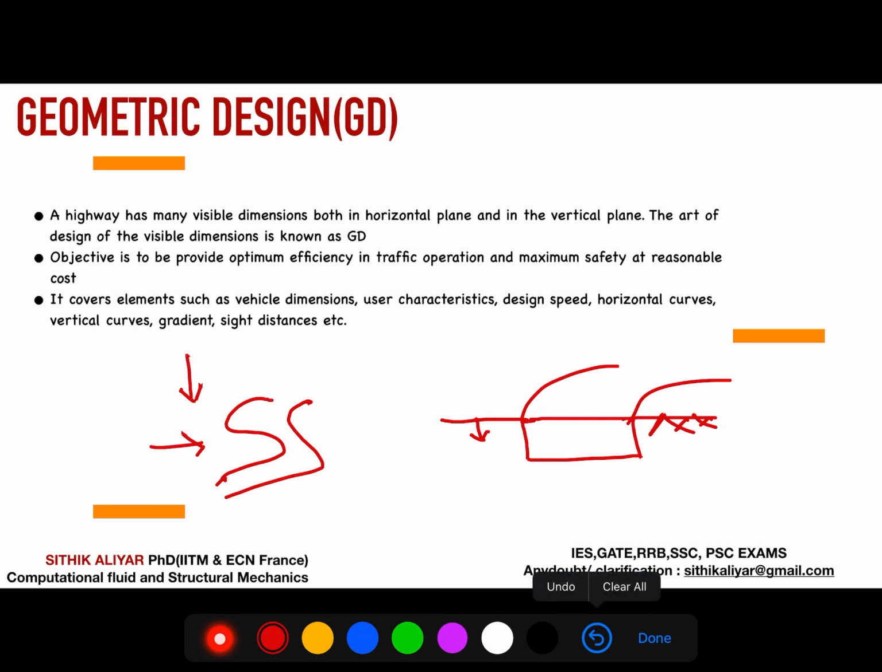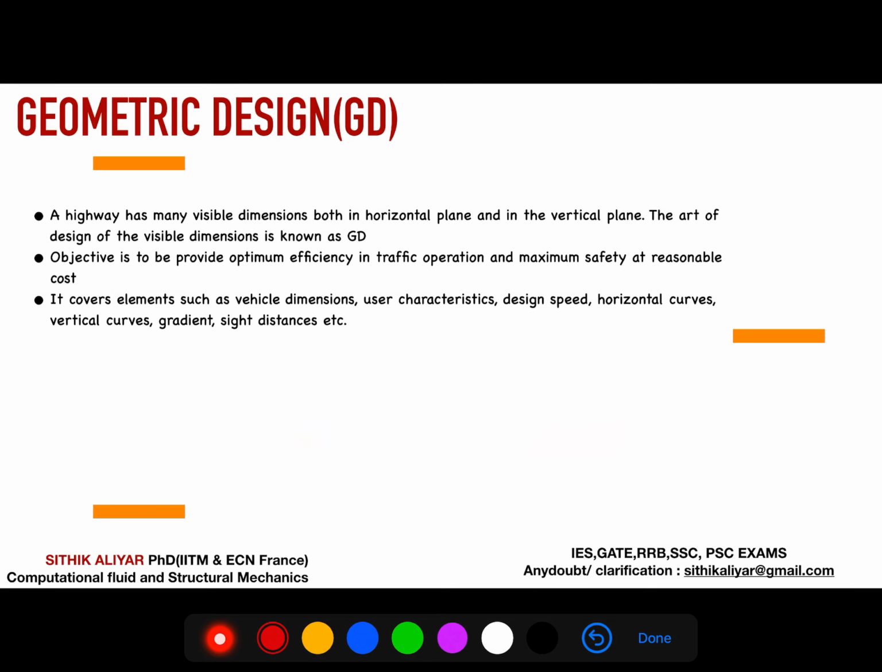I hope it is clear what you are going to do in this overall chapter. The next at least 4-5 sessions will come under geometric design. You are going to design the geometry of your road. By definition, a highway has many visible dimensions, both in the horizontal plane and in the vertical plane. We are going to design those dimensions, which is known as geometric design.